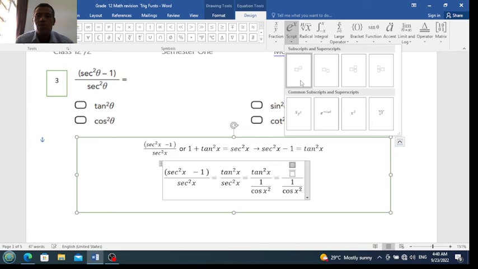So this is a part of the revision. It will be equal to sine square. I will insert an equation. Okay. Then I will write sine square, sine of x square. Clear? This is the correct answer, learners.